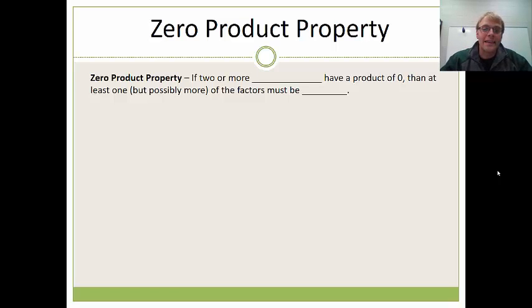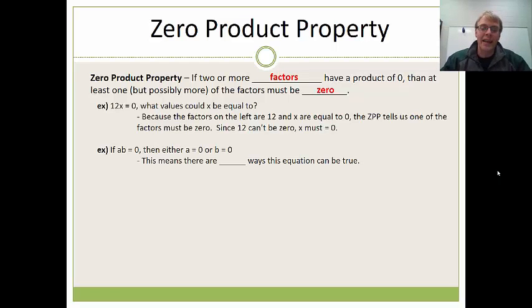The zero product property says if two or more factors have a product of zero, are equal to zero, then at least one, but possibly more, of those factors must be zero. Alright, let's look at some examples to help us understand and wrap our minds around what this is saying here.